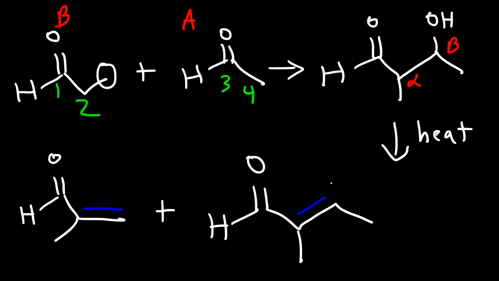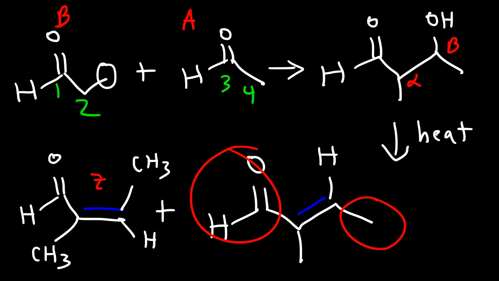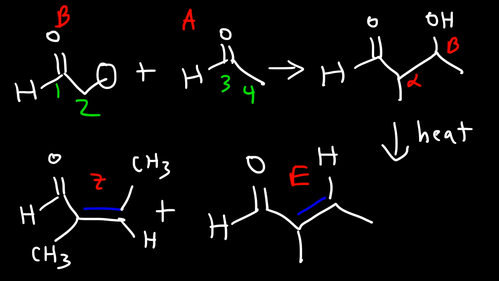So right now, the hydrogen is close to the carbonyl oxygen. In this case, we're going to put the methyl close to it. So in this example, this is the highest priority on the left side. This is the highest priority on the right side. So this is the Z isomer. And then these two are the highest priority. So this is the E isomer. So you can get E and Z isomers in this example.